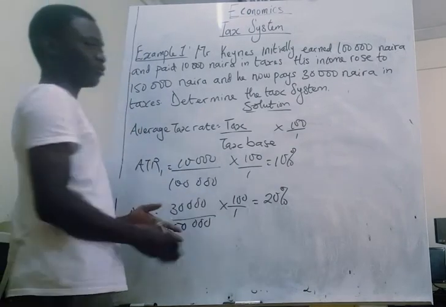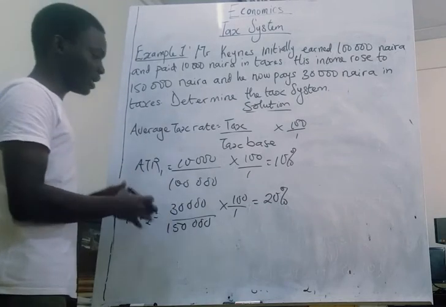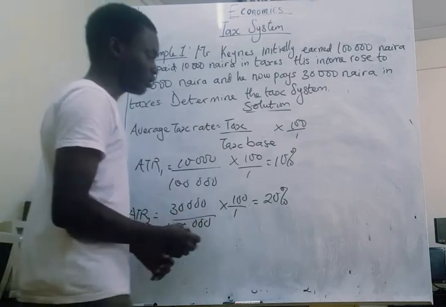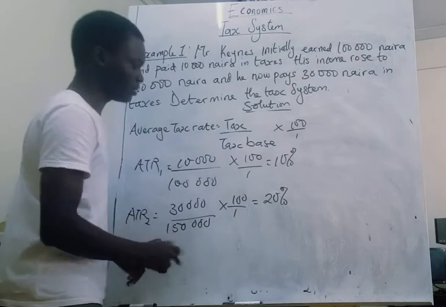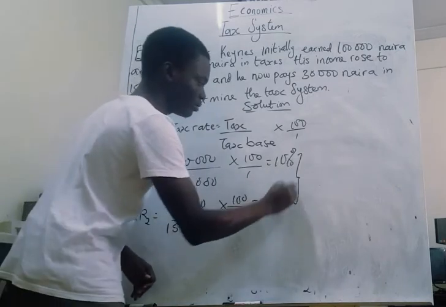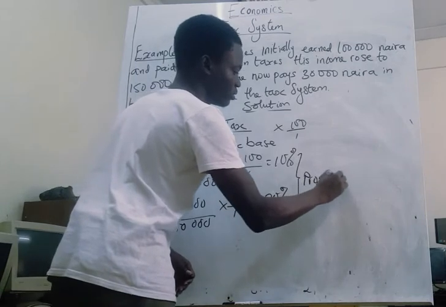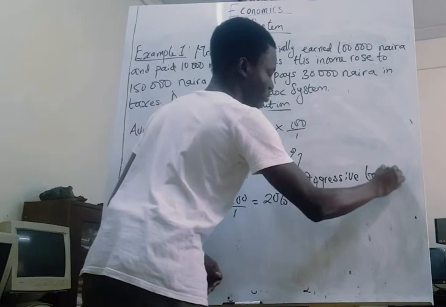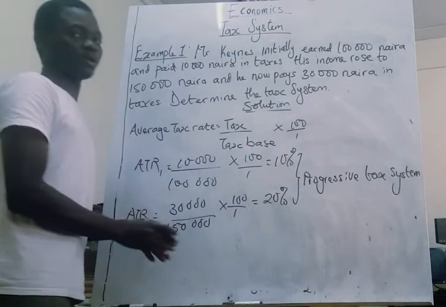Therefore, this is a progressive tax system. So the higher the income, the higher the tax rate. So this tax is progressive. So this is a progressive tax system.